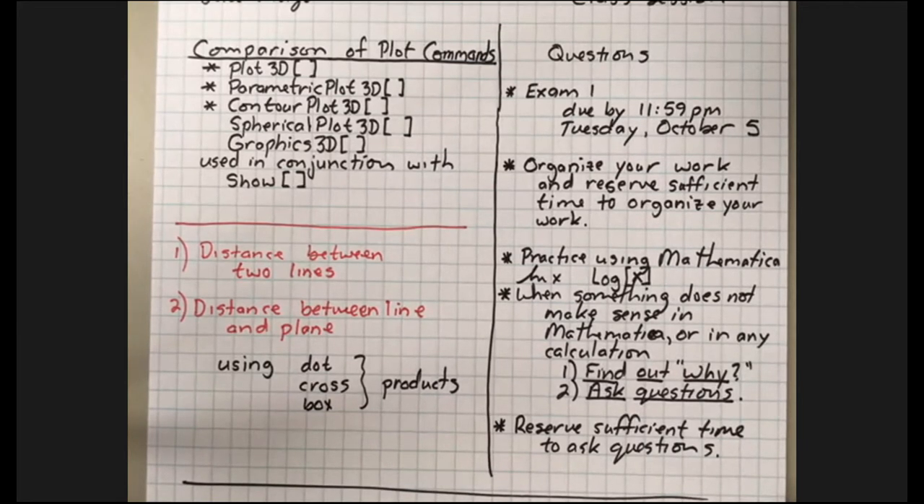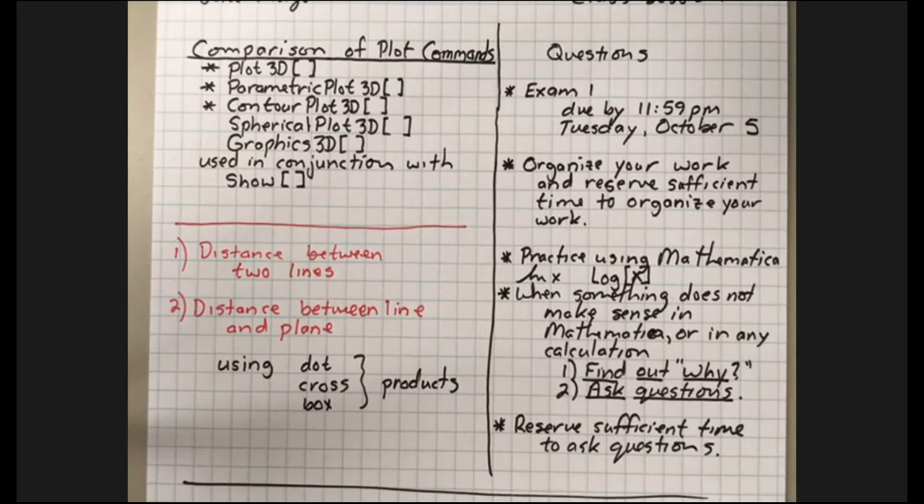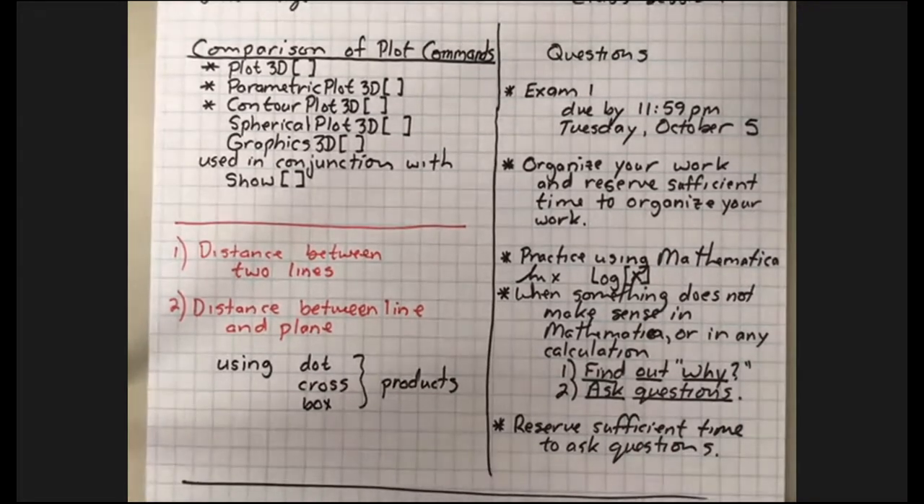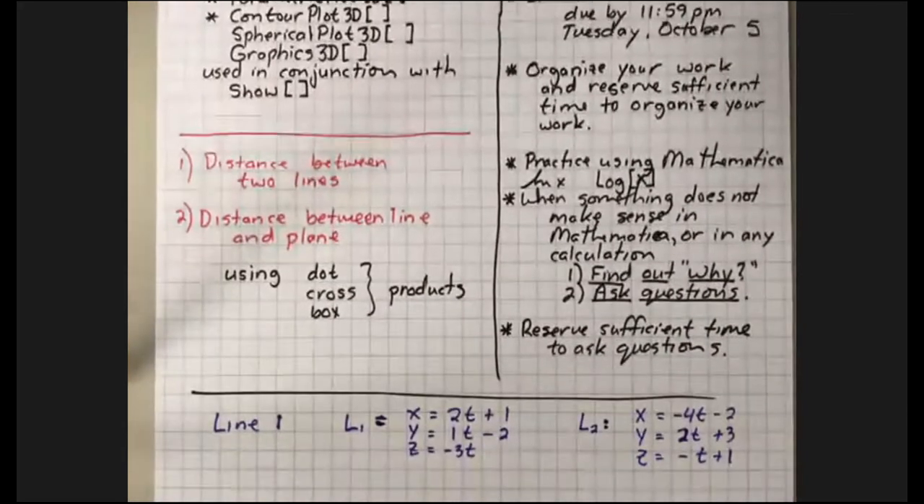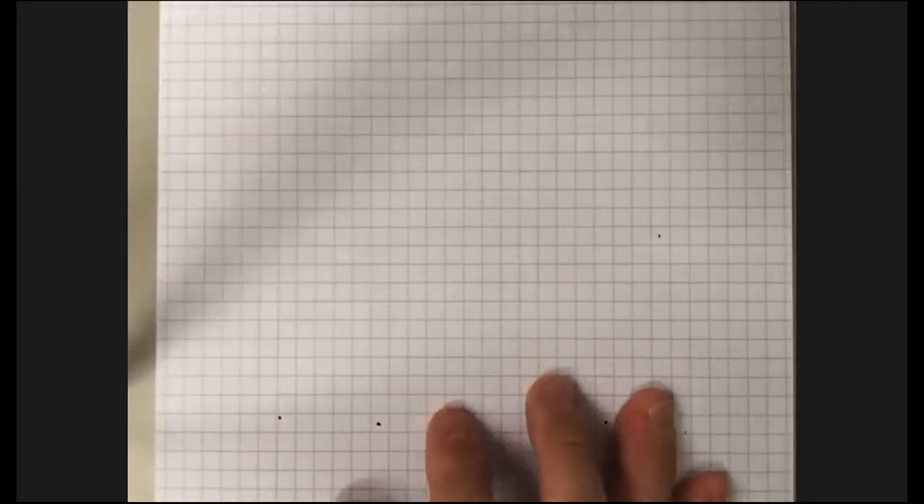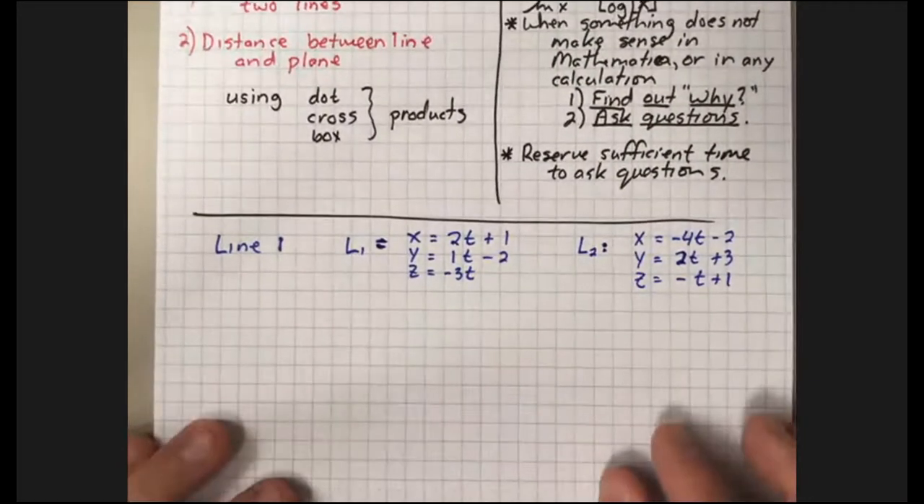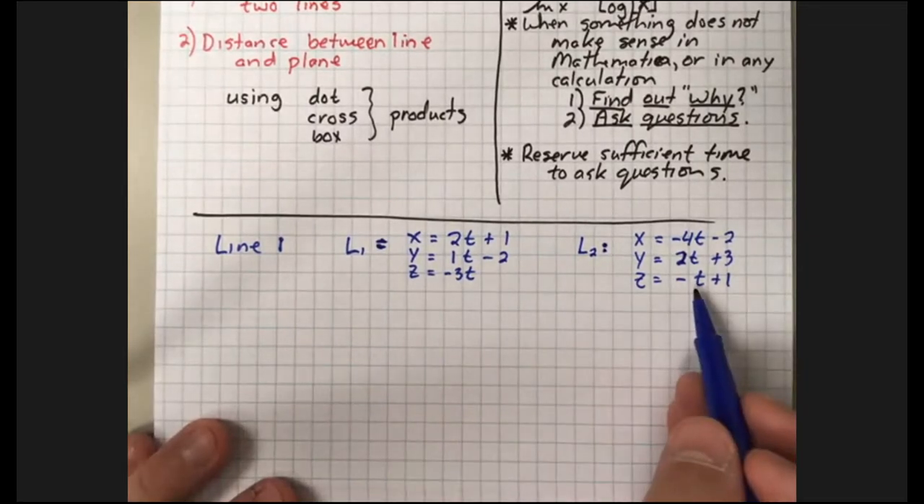Line 2. I'm going to say x, y, z. Minus 4t plus... two t, minus t, and let's pick numbers here like minus 2, plus 3, plus 1. I apologize, I have to move the paper up. So here are two lines in space presented in parametric form.